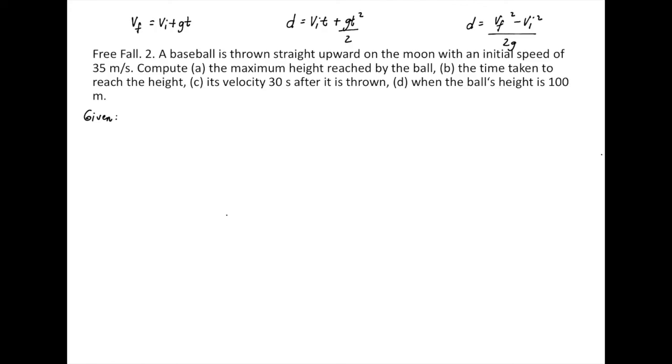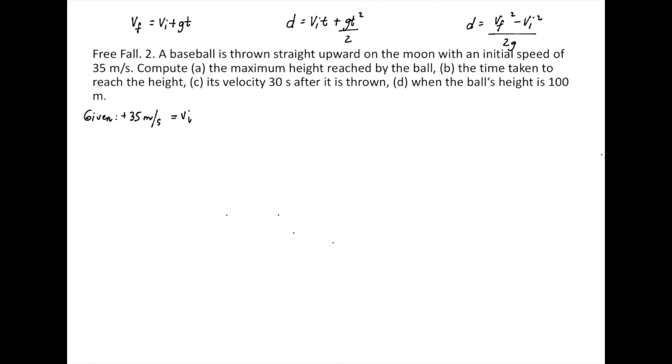First, we have 35 meters per second that is thrown upward on the moon. So therefore, that is positive 35 meters per second, and that is our initial velocity. Next, we have to compute the maximum height reached by the ball.